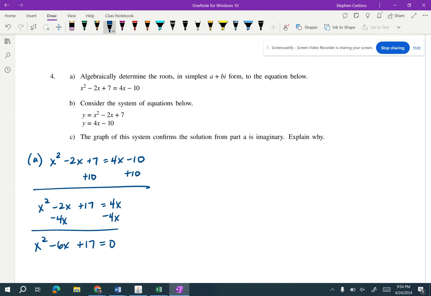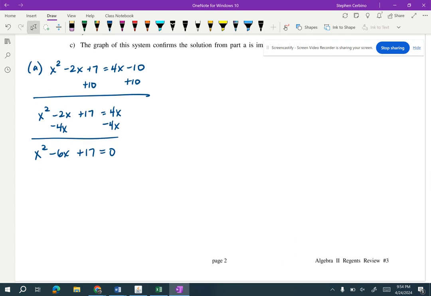Now, again, they're giving us a big hint by saying that the roots are in a plus bi form. So that tells me don't even try and factor this. There's going to be no numbers that multiply to make 17 that add to make negative 6. It's going to be quadratic formula. So let's do that. So we can say x equals the opposite of b, which is positive 6, plus or minus the square root of b, negative 6 squared. Remember, negatives go in parentheses, minus 4 times 1 times 17, all divided by 2 times 1.